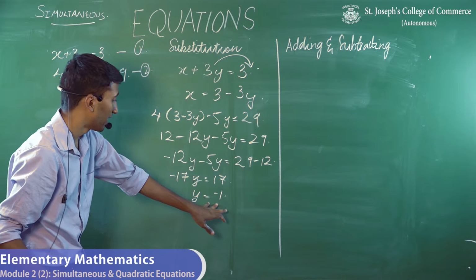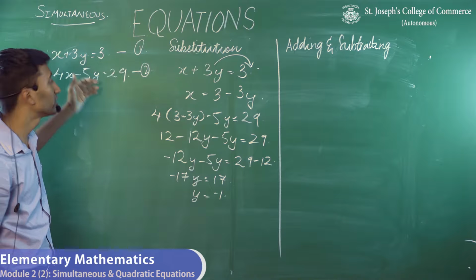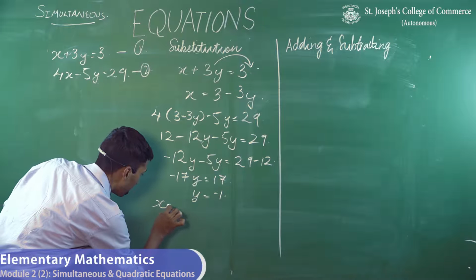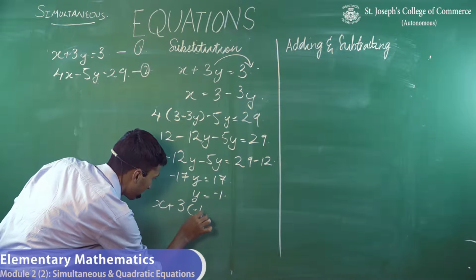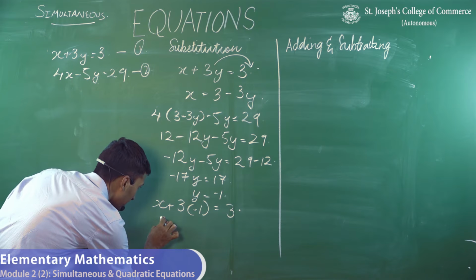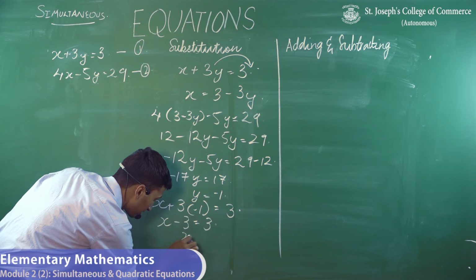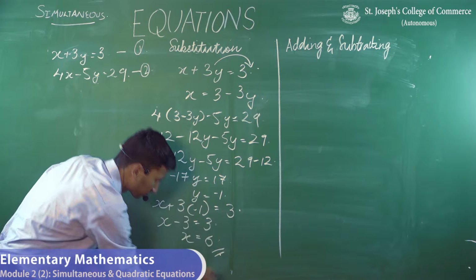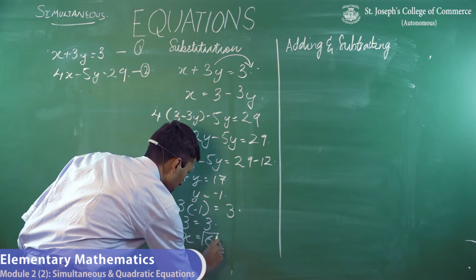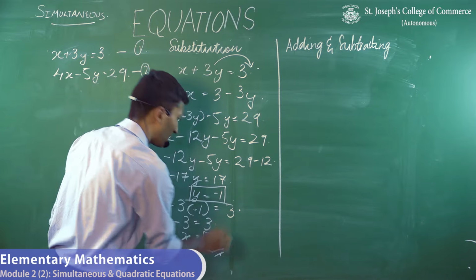So now substitute minus 1 back into this equation or any one of these equations to arrive at the answer for x. So that would mean x plus 3 and y is minus 1 is equal to 3. So x minus 3 is equal to 3. So x is equal to 6. That's it. So we got x which is equal to 6 and y which is equal to minus 1.